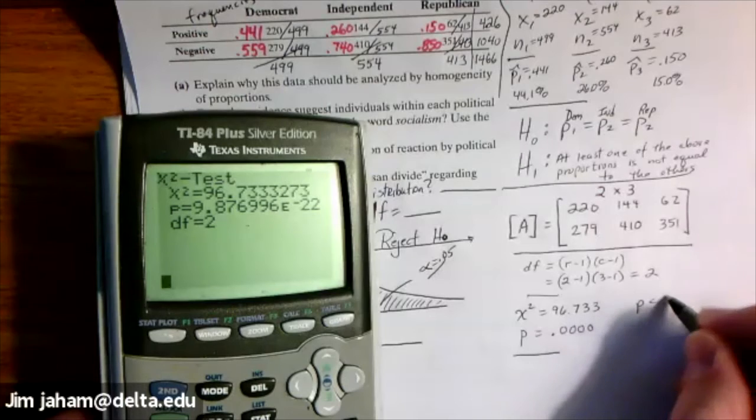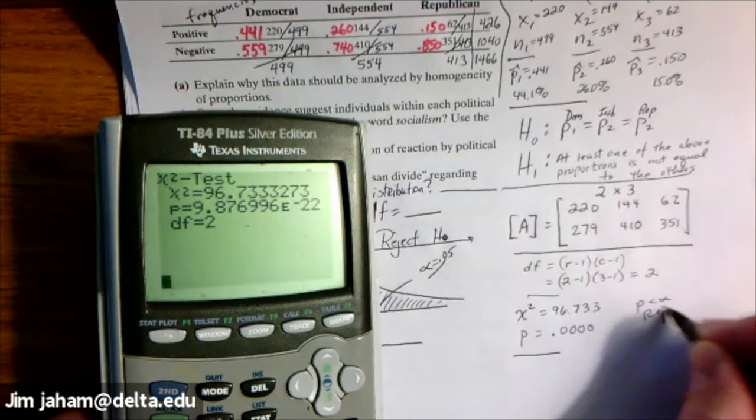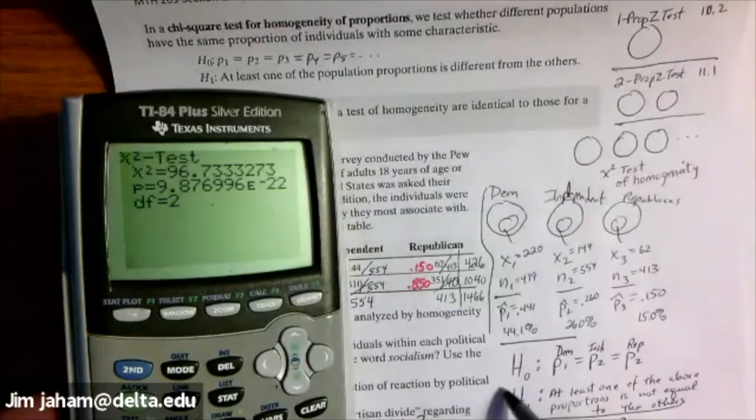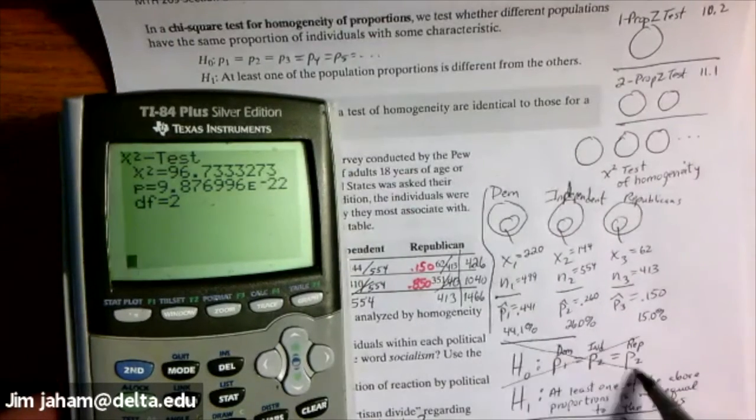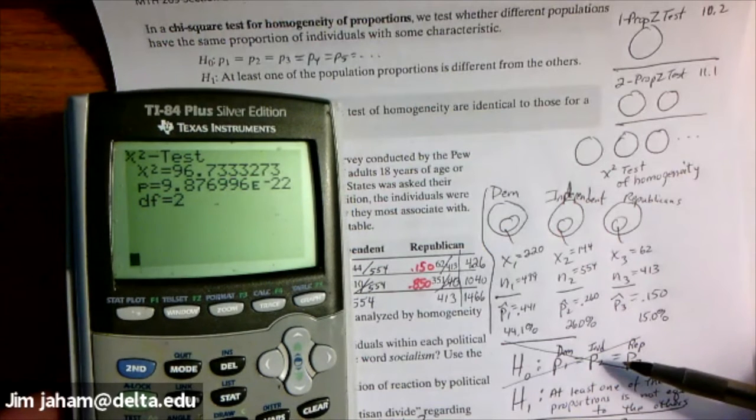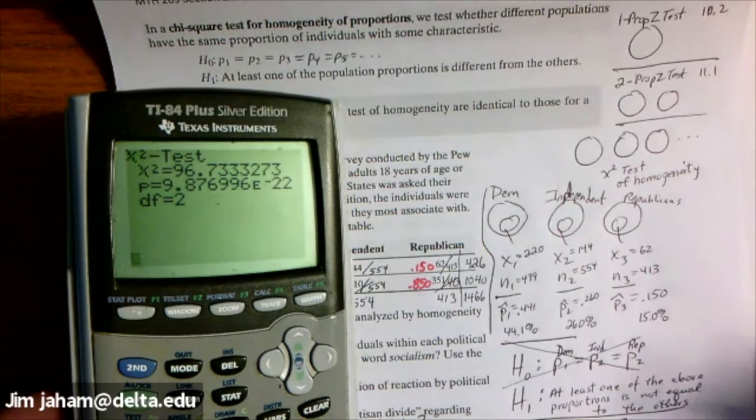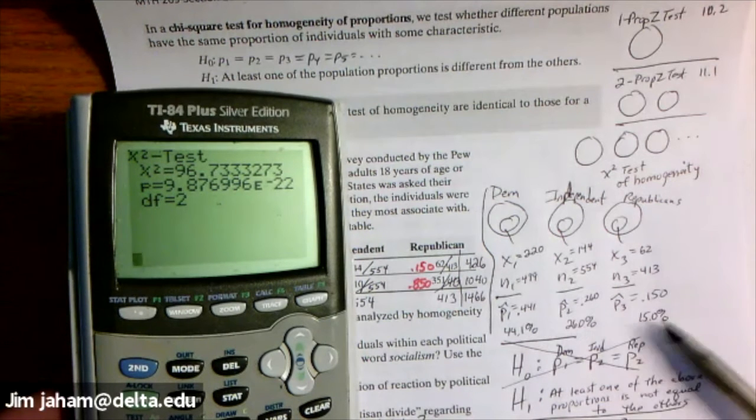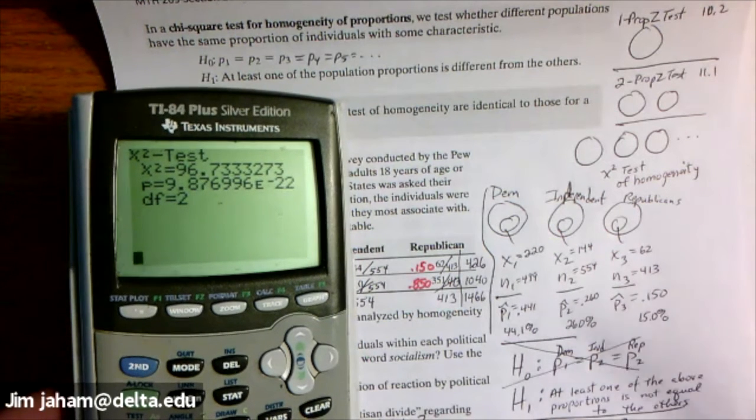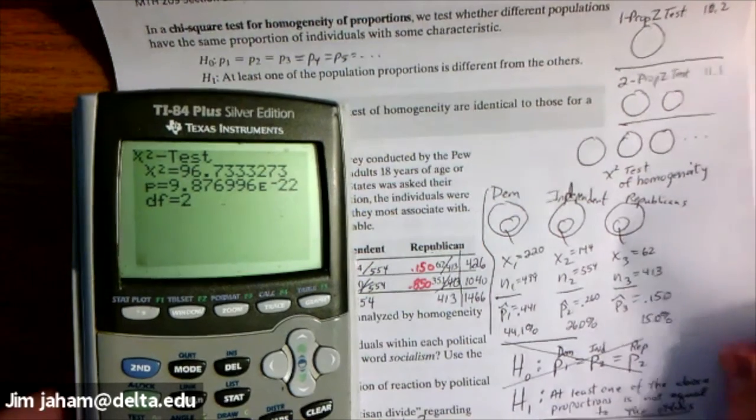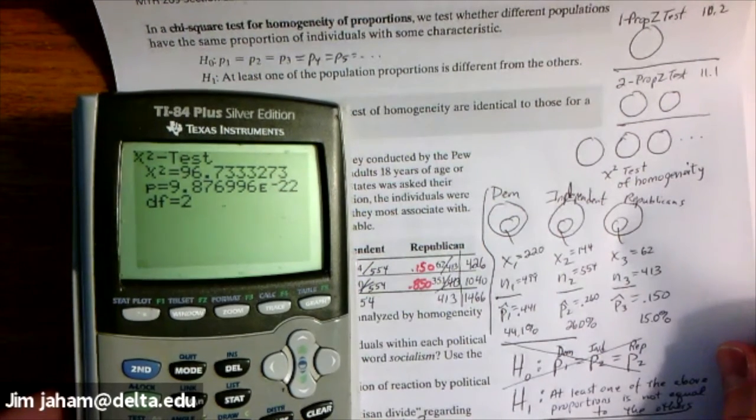P is less than alpha, so we're going to reject the null hypothesis. And if we reject the null hypothesis, we're rejecting that there's no difference in the reaction of the 3 groups to the word socialism. And clearly from our sample results, we do see that there is quite a lot of variation in how the different affiliated groups respond to that word.